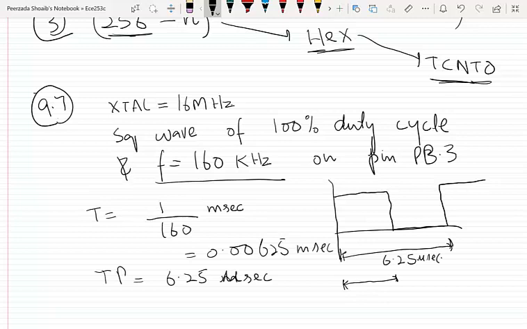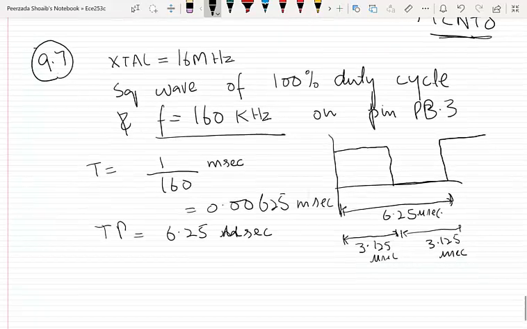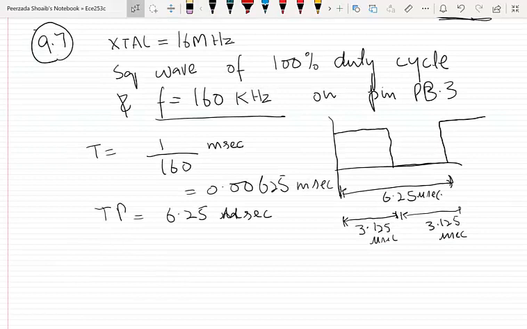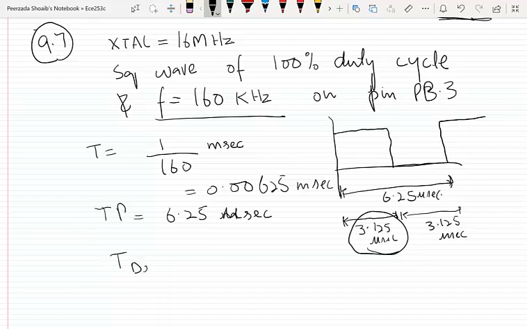That is 3.125 microseconds, and it's off for 3.125 microseconds. Fine. So the delay we want to generate is 3.125 microseconds. This is our T desired, equal to 3.125 microseconds.